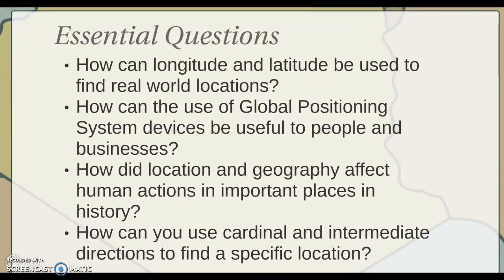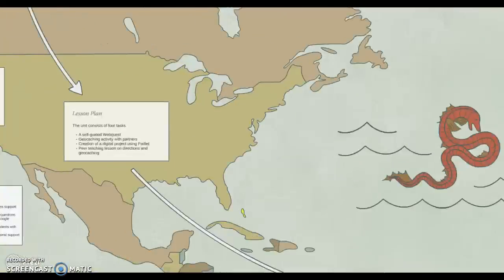The essential questions for this unit are: how can longitude and latitude be used to find real-world locations? How can the use of global positioning system devices be useful to people and businesses? How did location and geography affect human actions in important places in history? And how can you use cardinal and intermediate directions to find a specific location?